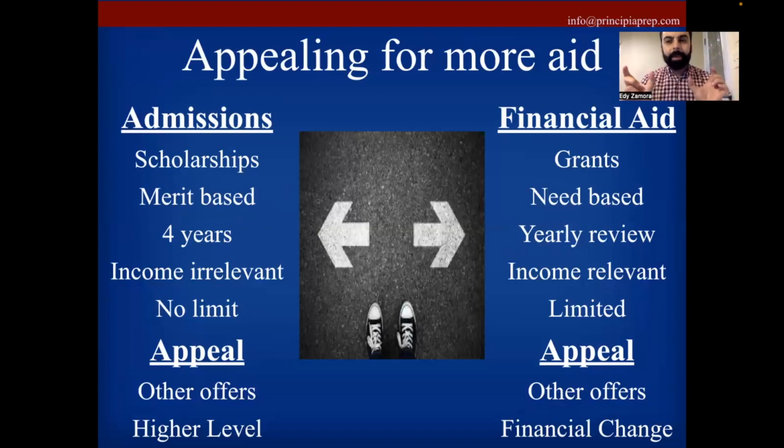So just kind of things to think about as you're putting together your appeal strategy. What do you want to do? Are we looking to appeal just a scholarship, or are we looking to appeal the grant? And in some cases, believe it or not, you can appeal both depending on your situation.